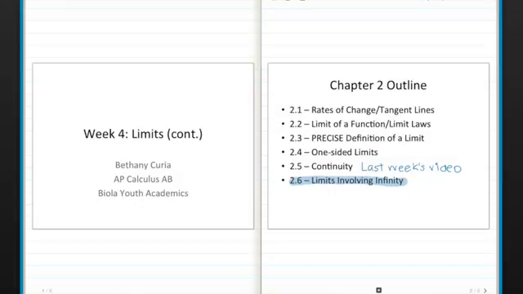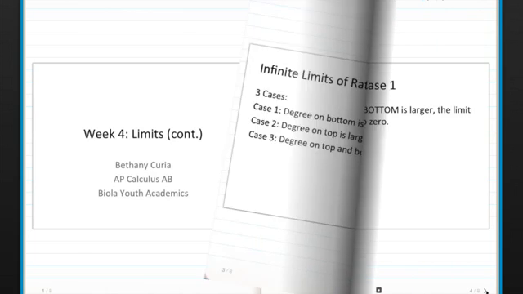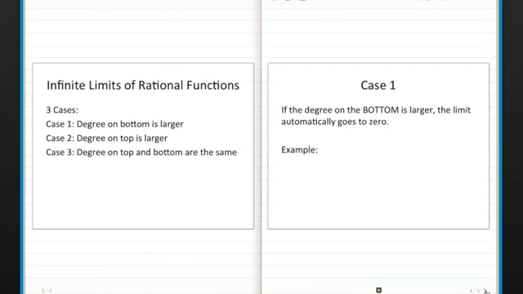This week, we're going to be looking at a topic from section 2.6, which is limits involving infinity. Specifically, we're going to be looking at limits involving infinity for rational functions. There are 3 cases that we'll be discussing, and a very easy way to solve these types of limits. All right. So this week we're looking at infinite limits of rational functions.